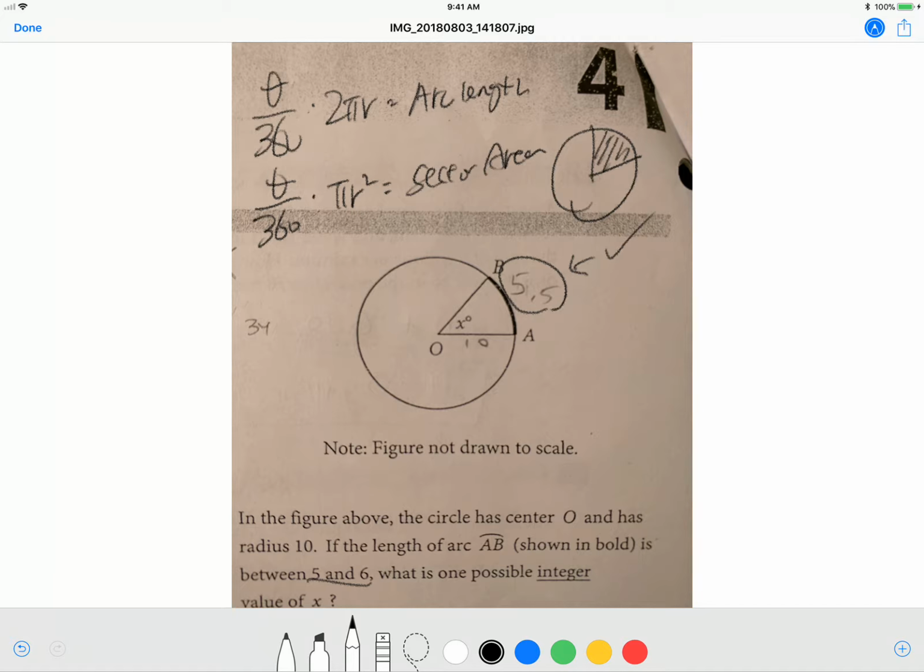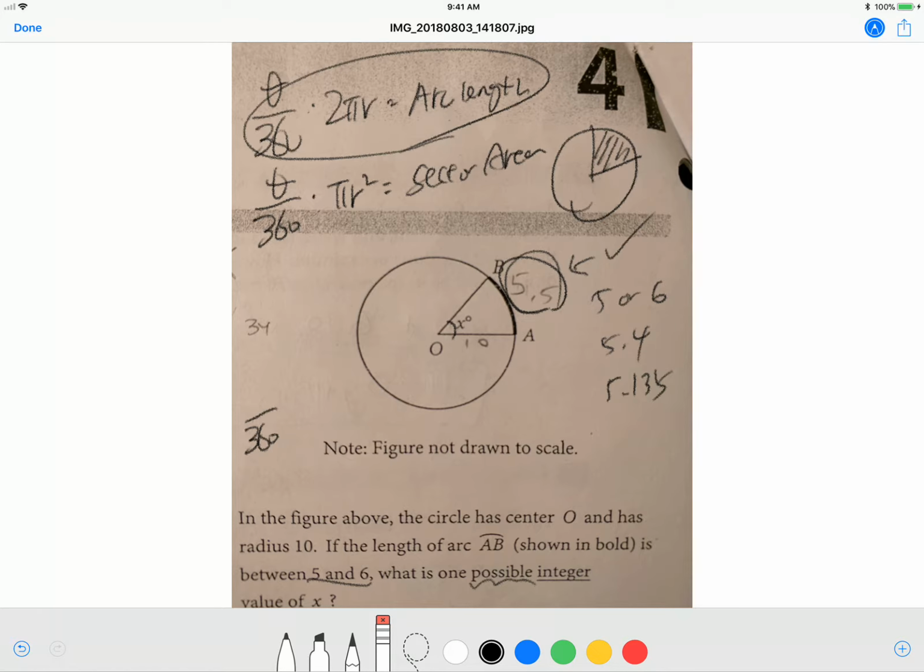Now, it doesn't really matter what you use for the length of AB. You can use 5 or 6 or 5.4, 5.135, or all I care. I probably would have used 5.5 as well, because I feel like that's the safest value to use. And what is one possible integer value of x? Notice the word possible. That basically means there are going to be multiple answers to this. You literally are given everything you need for this formula. You're going to solve for x, which is your theta, right? So theta over 360, or you can call it x over 360 times 2 pi r, which is 20 pi, is going to give you 5.5.